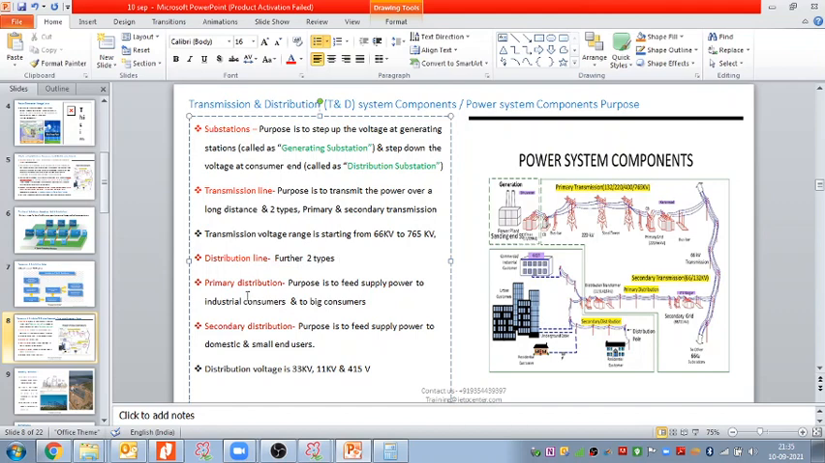Further two types: the primary distribution, whose purpose is to supply power to industrial consumers and big consumers, and the secondary distribution, whose purpose is to supply power to domestic and small end users. The distribution voltages are 33, 11 and 415 volts. If you are asked about the distribution voltage, you can note it from here, right?